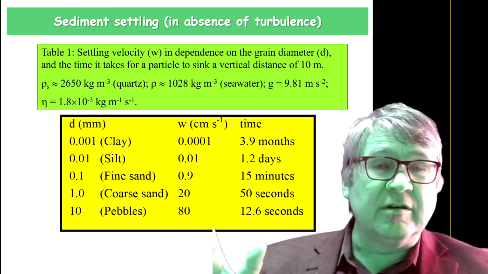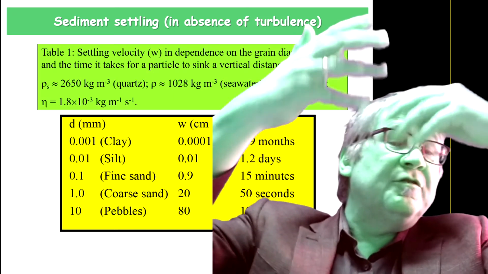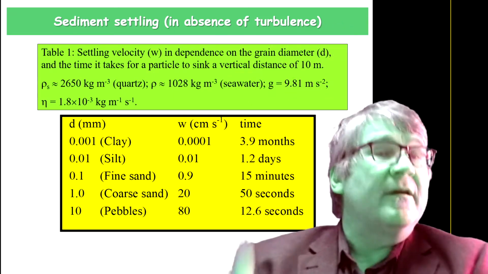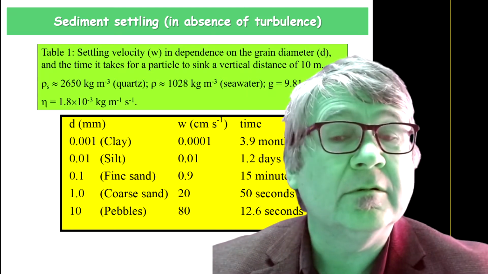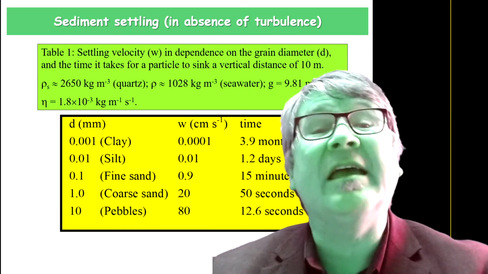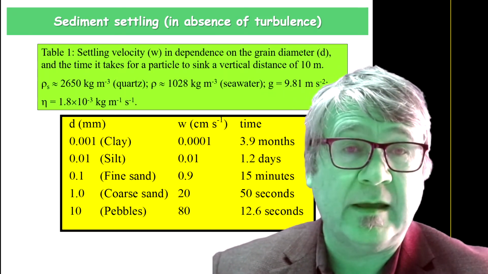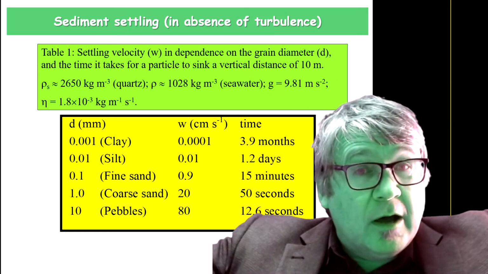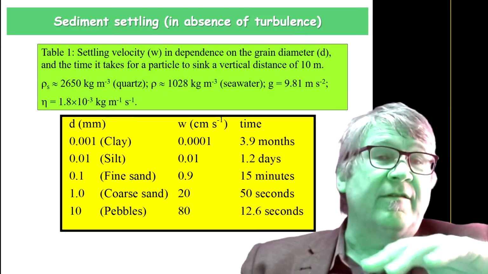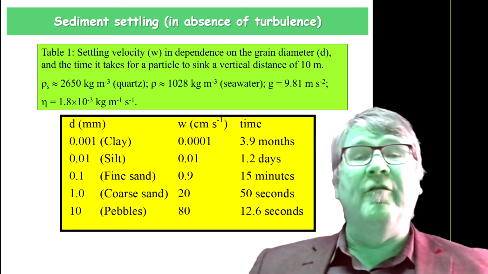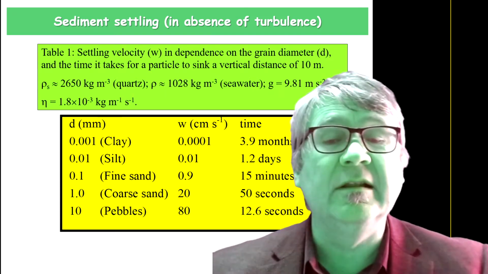Very, very long time. And if there's a little bit of turbulence in the water column, it can prevent the settling. So very fine particles stay in the water column for a long time. They can be mixed around and dissolved by currents, which gives you a dilution effect over time, but the particle is still there.